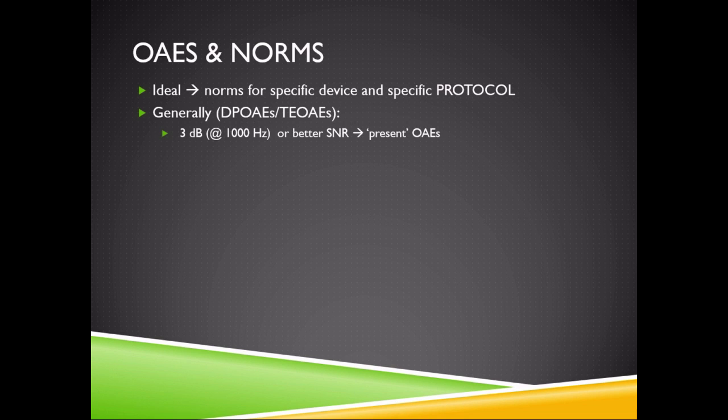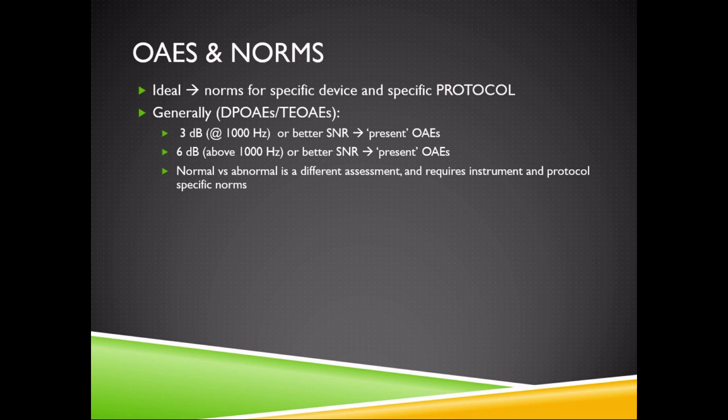Generally, for DPOAEs and TEOAEs, you're looking for signal-to-noise ratio, or the difference in amplitude between the emission itself and the noise floor. And you're typically looking for a signal-to-noise ratio of 3 dB or better at 1,000 hertz and lower, and 6 dB or better any place above 1,000 hertz. Those can lead you to classify OAEs as present. Not normal, but present. Normal versus abnormal is a different assessment, and it requires norms that have been normed on that instrument and that specific protocol.